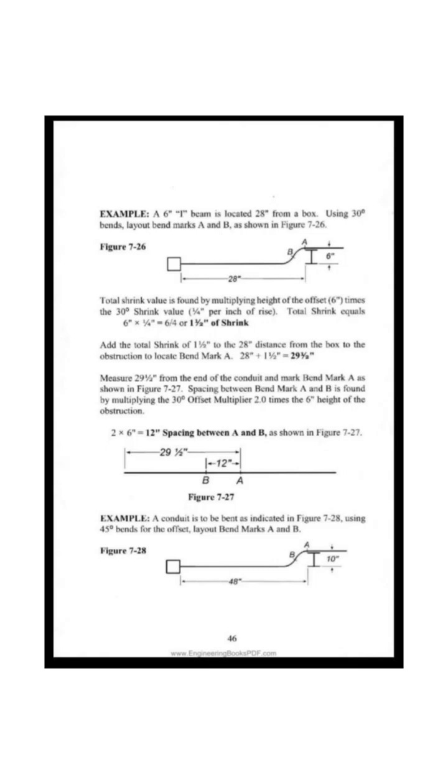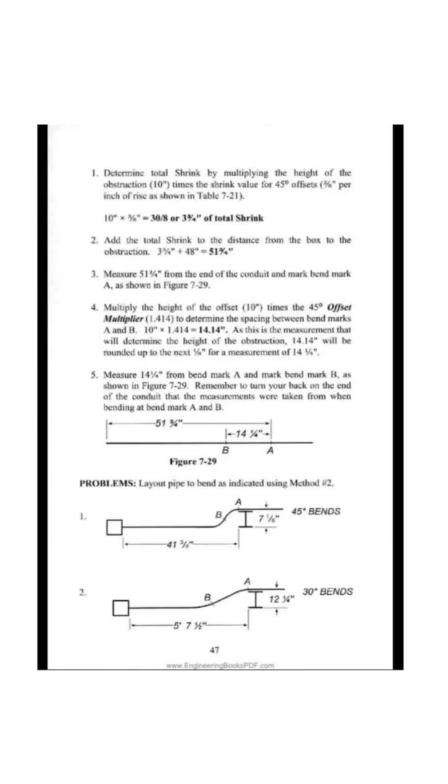Example. A conduit is to be bent as indicated in Figure 7-28, using 45 degree bends for the offset. Lay out bend marks A and B. 1. Determine total shrink by multiplying the height of the obstruction, 10, times the shrink value for 45 degree offsets, 3/8 per inch of rise, as shown in Table 7-21. 10 inches times 3/8 equals 30/8 or 3¾ inches of total shrink.